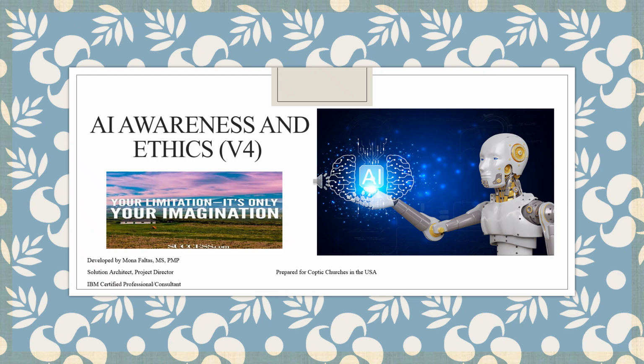Now we are on AI Awareness and Ethics Volume 4. In the past volumes, we talked about the AI definition and who coined the term. We also talked about how we use it in different applications and what the 10 stages of AI are. So now we're going to talk more about machine learning, how it works, and we're going to get some examples about that.